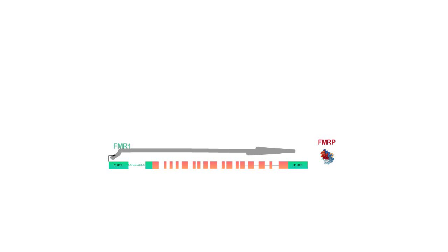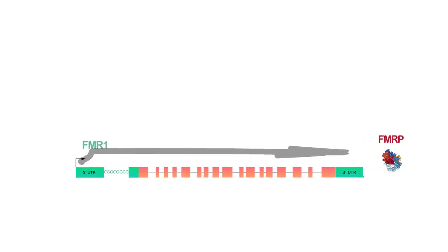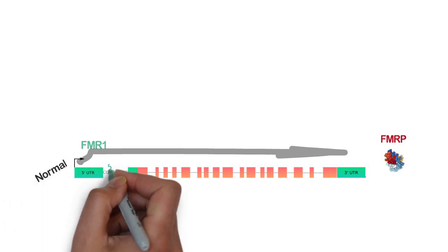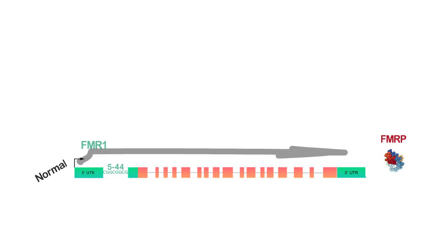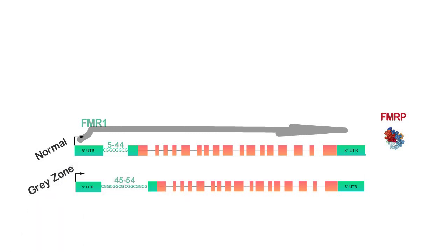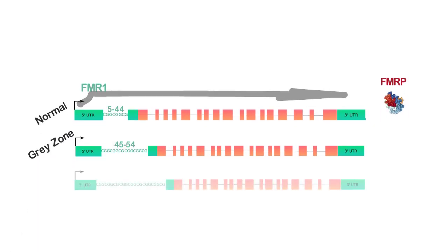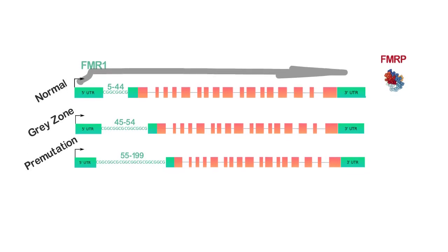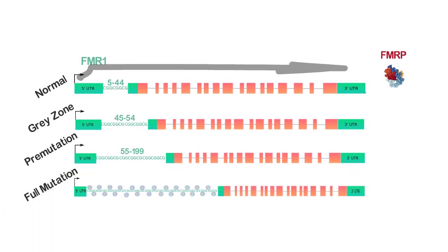Unlike Mendelian diseases, where the presence or absence of a variant leads to disease, Fragile X syndrome is stratified into four classes. Normal have between 5 to 44 CGG repeats. The gray zone, in which there are 45 to 54 repeats. Premutation carriers, who have anywhere between 55 to 199 CGG repeats. And the full mutation, with 200 or more CGG repeats that are hypermethylated.